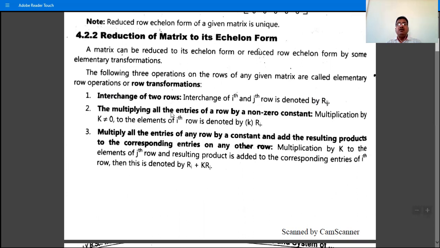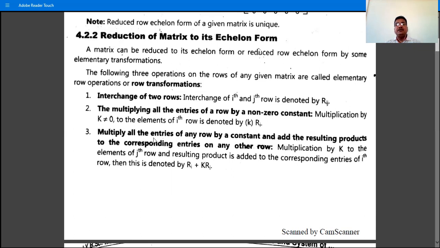Then multiply all the entries of a row by a non-zero element. That is, we can multiply any row by any element. Kri, this is the operation, the notation to denote multiplying any row by k, any non-zero element. That is, k is not equal to 0. So any non-zero element, it may be negative or positive. We can multiply any row by any element. Write k in bracket or write just Kri. That is, multiply ith row by k.